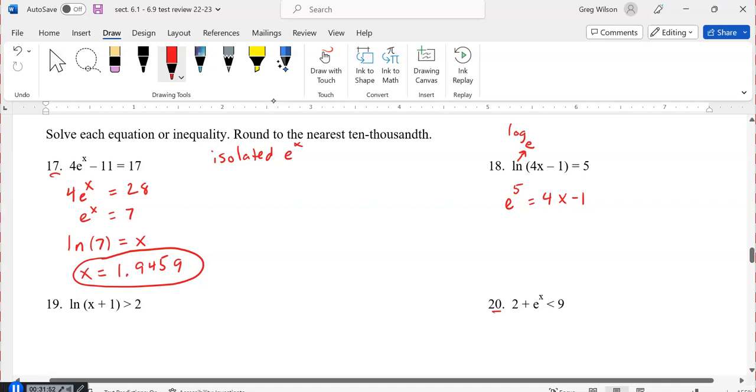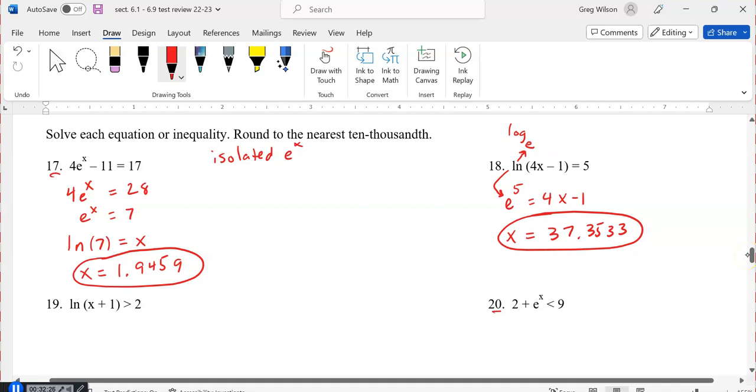And again, just leave that whole decimal there, 148.4131591. Add 1 to that, enter, and then divide that by 4, enter, and you'll get 37.3533. So as far as showing your work on problems like number 18, this is really all I need to see, and then you can do the rest in your calculator.